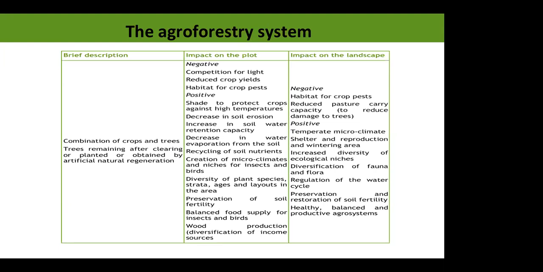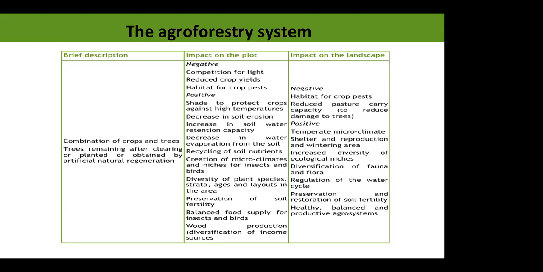What are the positive impacts? The positive impact is temperate microclimate. So you can create a temperate microclimate in your farm where you have a lot of trees, and you can see that the temperature will be so different from where there are no trees planted in an agroforestry pattern.